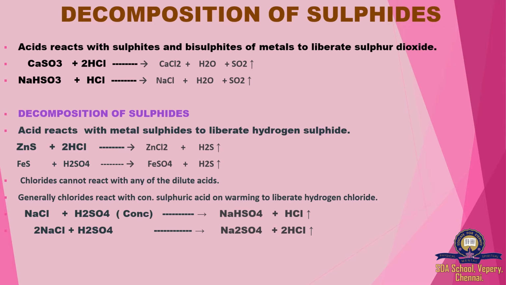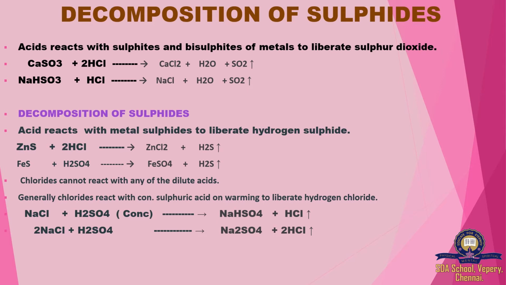Next, decomposition of sulfides. Acid reacts with metal sulfides to liberate hydrogen sulfide. Zinc sulfide is reacting hydrochloric acid and it is giving zinc chloride and hydrogen sulfide gas is evolving out. Then ferrous sulfide is reacting sulfuric acid and giving out ferrous sulfate and then hydrogen sulfide gas. So we have a difference. Sulfide means it has a 2 minus anion. Sulfite means it has a 3 oxygen.